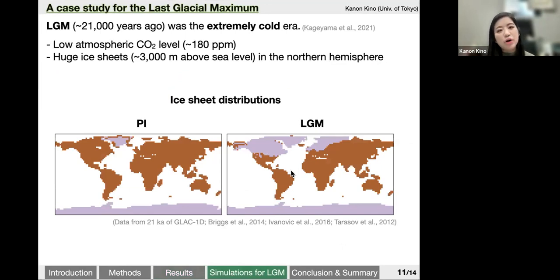Until now I talked about the study for the modern climate, but from now I'd like to briefly talk about another study for the past climate. The target period is the Last Glacial Maximum, LGM, 21,000 years ago. It was an extremely cold era characterized by a very low atmospheric CO2 level and huge ice sheets in the Northern Hemisphere. In the modern climate, ice sheets only exist in Greenland and Antarctica, but in the LGM, North America and Europe were also covered by ice sheets.